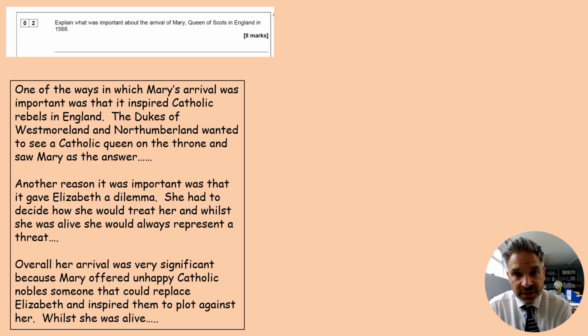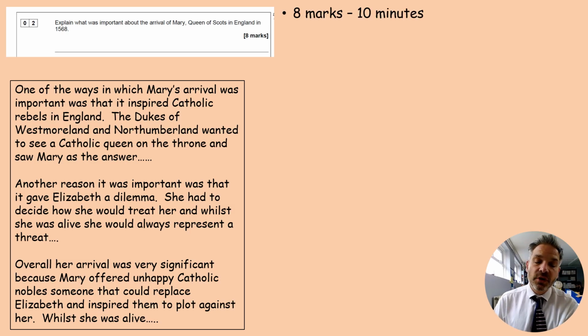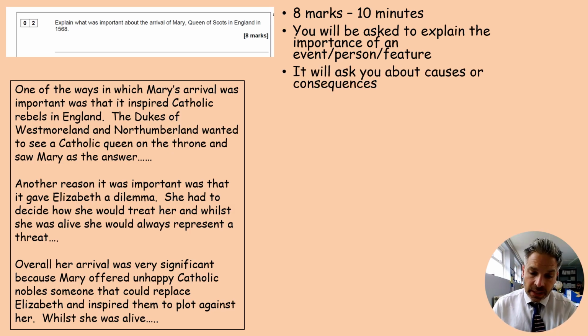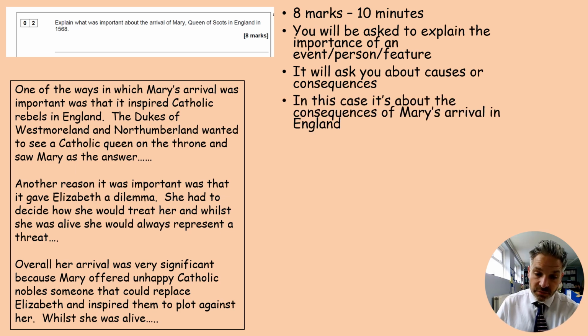So the second question is always going to ask you to explain something. Once again, it's an 8-mark, so it should take you about 10 minutes, there or thereabouts. Now, you're going to be asked to explain the importance of something. It will either be an event, a person, or a feature of Elizabethan life. It's going to basically be asking you to explain the significance of a cause of something or a consequence. So if you keep those things in mind, you won't be surprised at what you get.